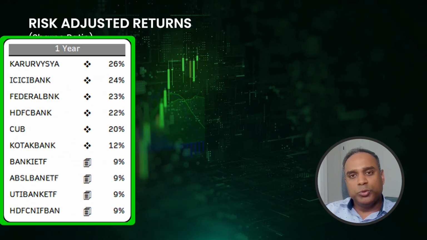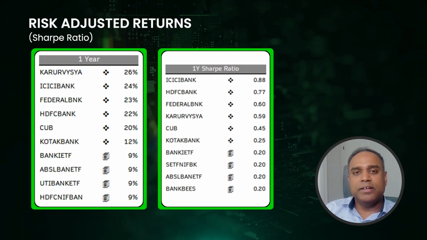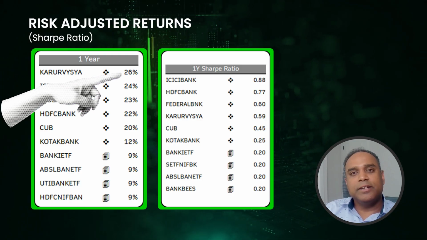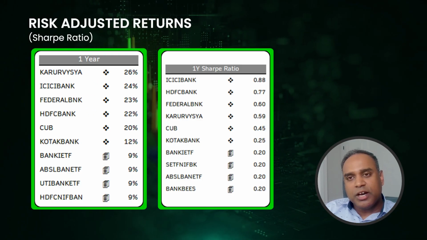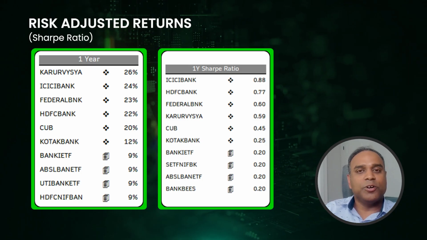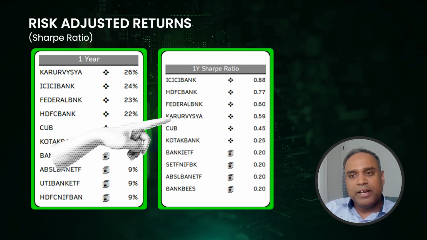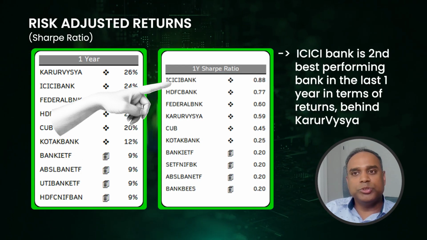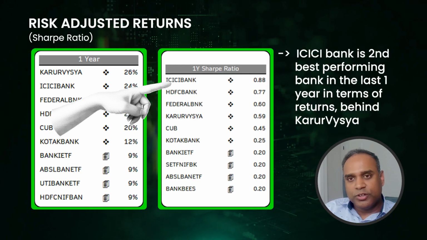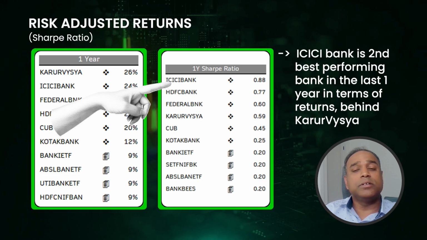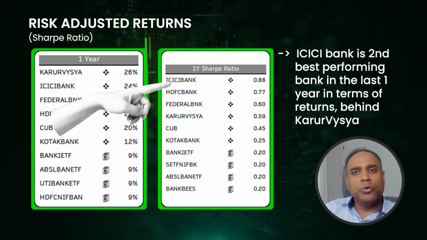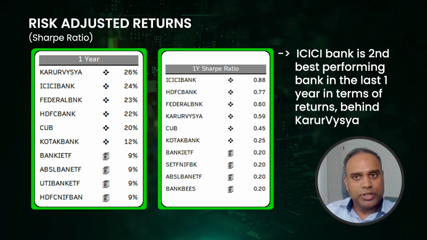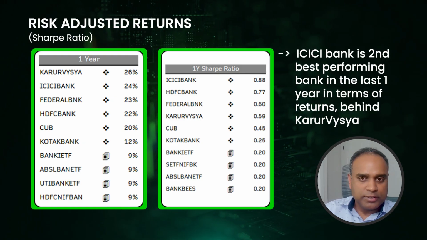I want to compare these two tables now, because the table on the left here is only looking at performance. Karur Vysya Bank is at the top, 26%. Now, if you look at the Sharpe ratio, which is considering the risk or the volatility, Karur Vysya Bank drops to 4th. ICICI, which was 2nd, moves to the top, and not even close to Karur Vysya. It's far away from a Sharpe ratio perspective. So this is how the Sharpe ratio can be effective and useful for us to find the risk-adjusted return.